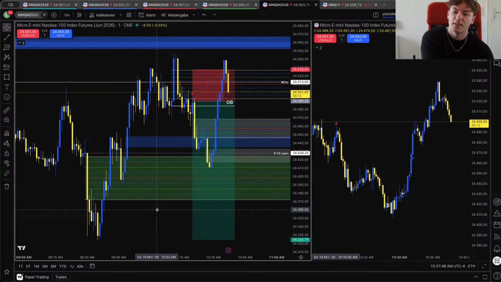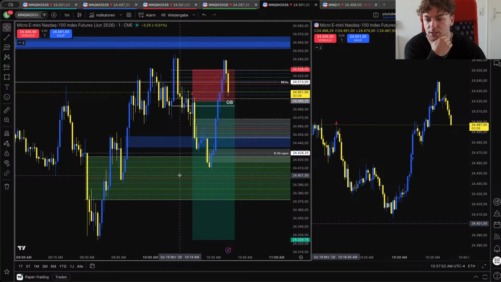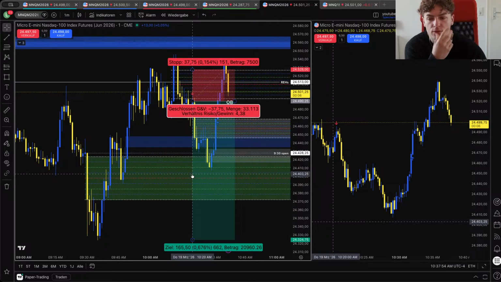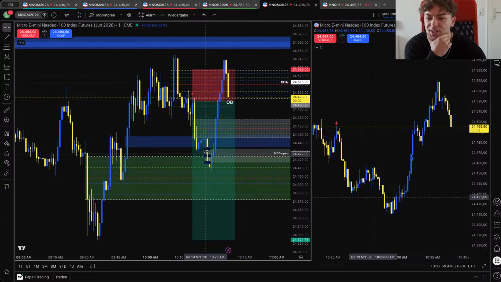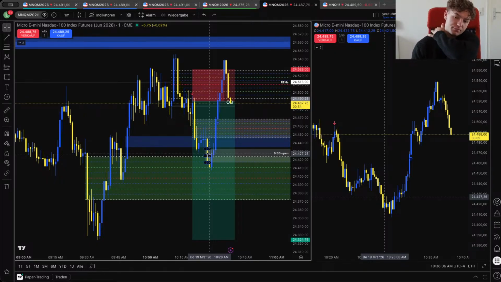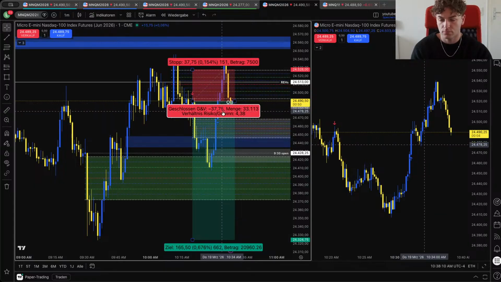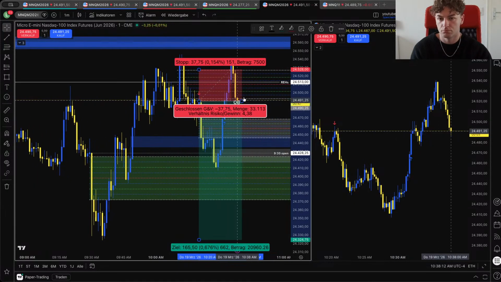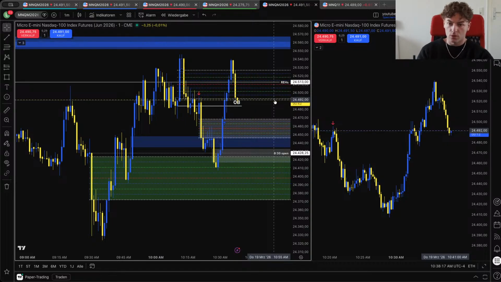I really can't say that I was greedy. As I told you, if I had two micros on, I would have taken a partial at the midpoint. It did not even trade down into the midpoint, so yeah. In my opinion, I definitely managed the trade properly.